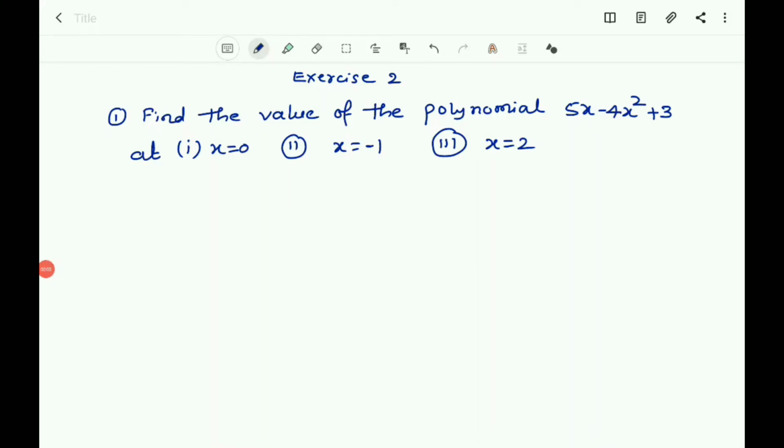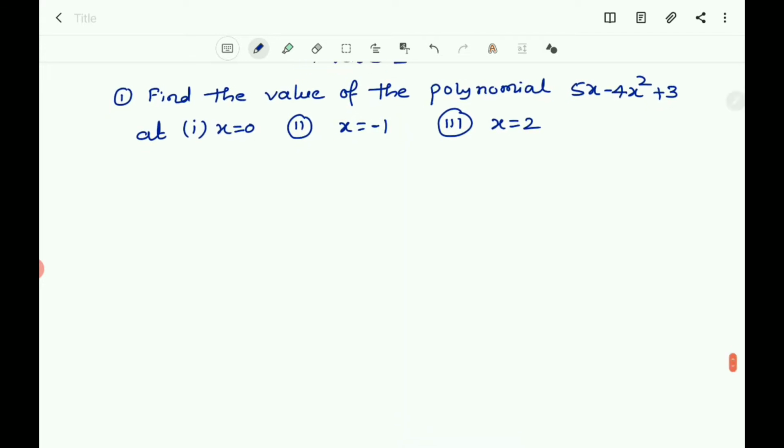Children, let us continue the chapter polynomial. Now let us solve the second exercise of the polynomial. This is exercise 2. The first question is, find the value of the polynomial 5x minus 4x square plus 3 at x equals 0, at x equals minus 1, at x equals 2. Now you take the polynomial.